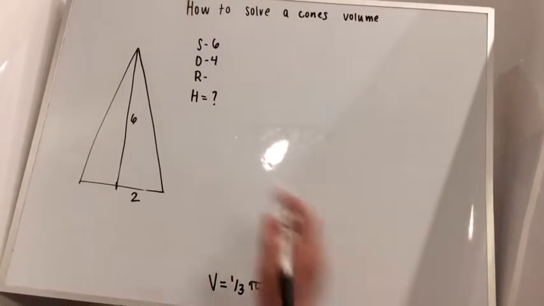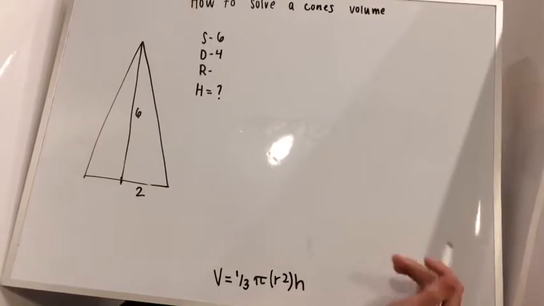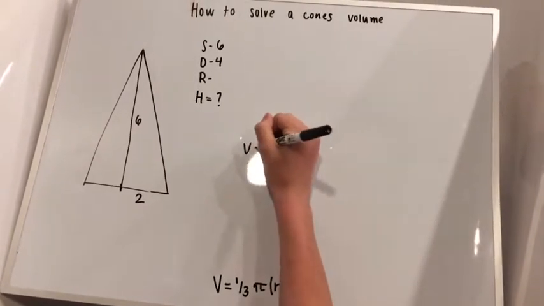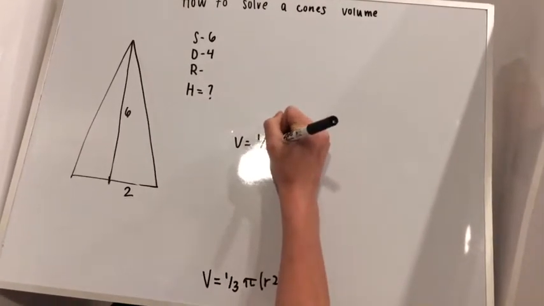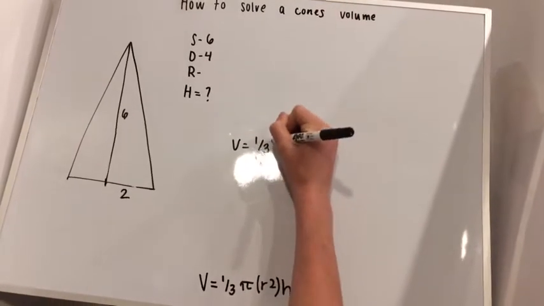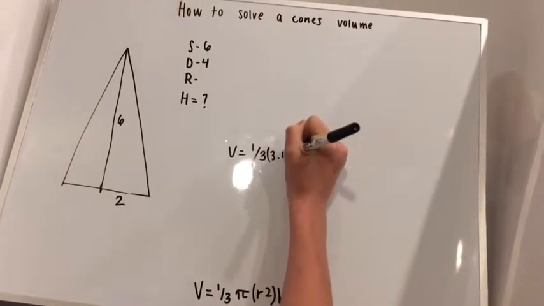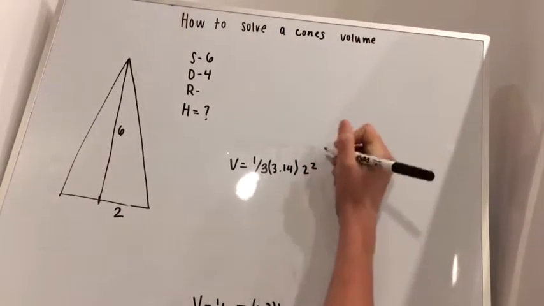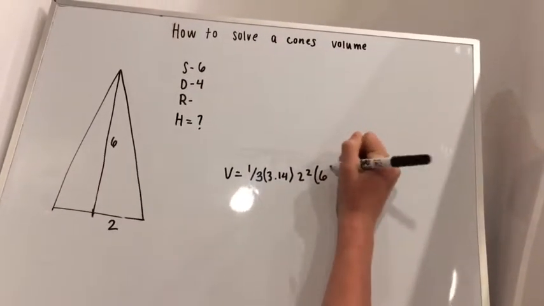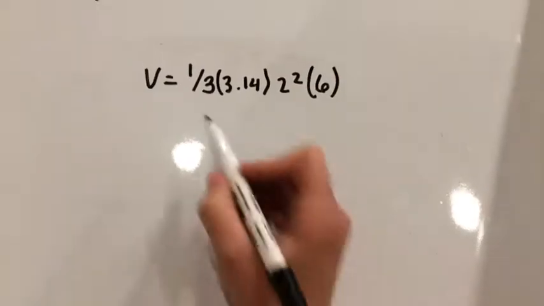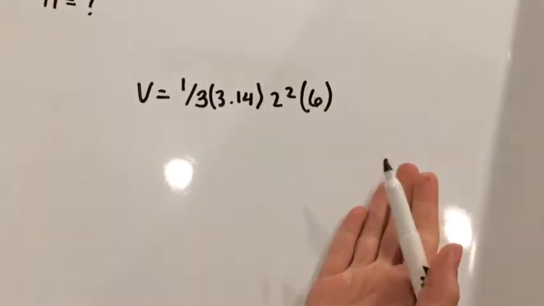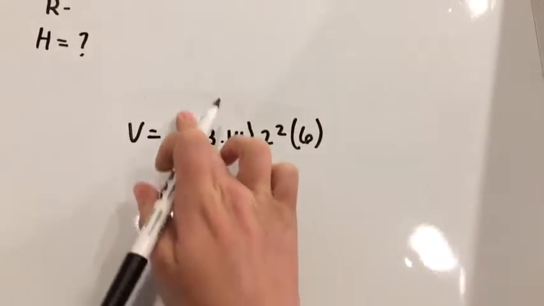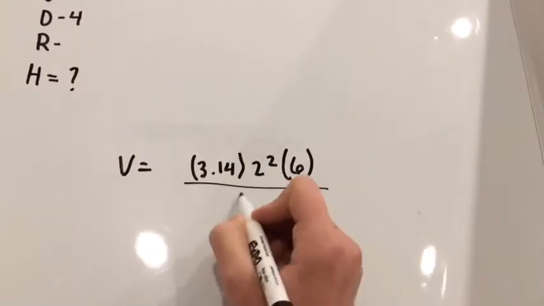So now that we have the formula and the dimensions, now we write our problem, which is V equals 1/3 pi, which is 3.14. Radius squared is 2 squared, and then the height is 6. You see how it says 1/3 here? Well, that is the same thing as just dividing it by 3. So we can erase this and do this.